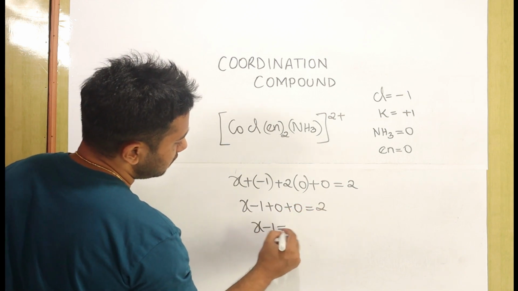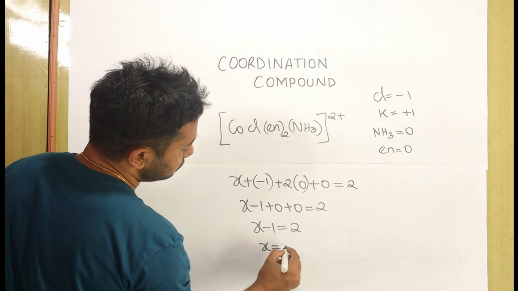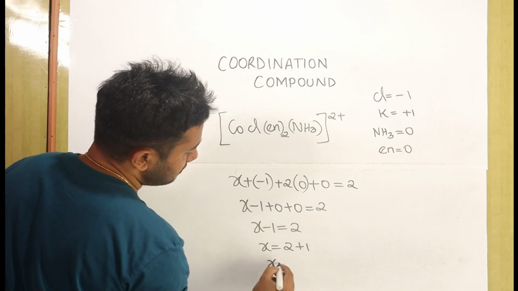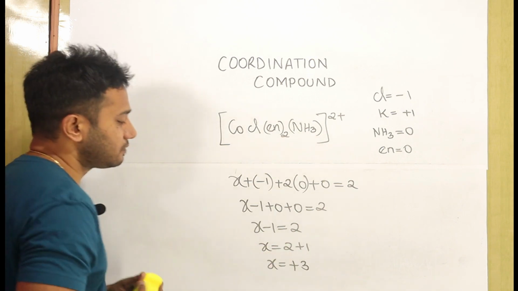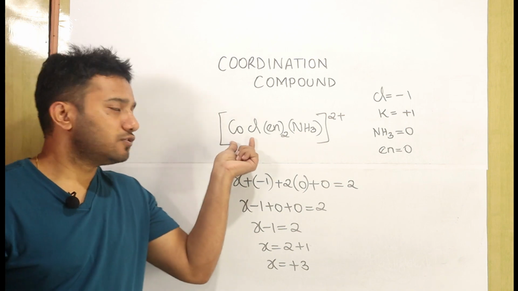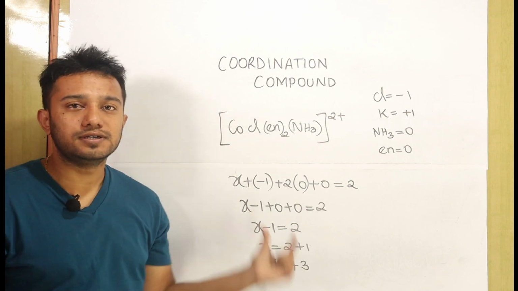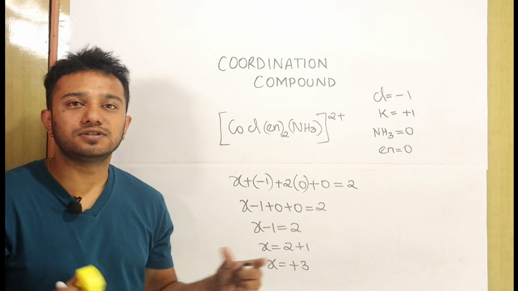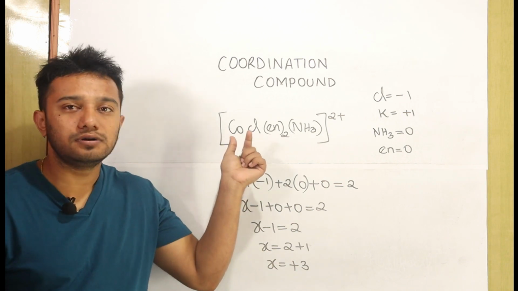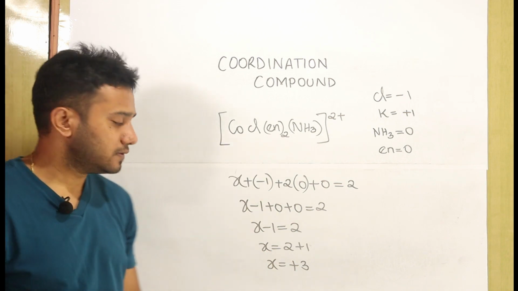So X -1 equals 2, X equal to 2 plus 1, that is 3. So again, the charge of cobalt out here is +3, or we can say the oxidation state of cobalt out here is +3.